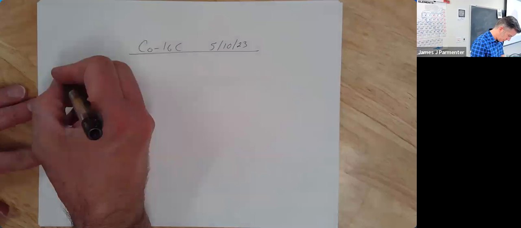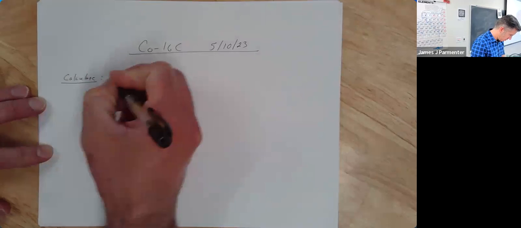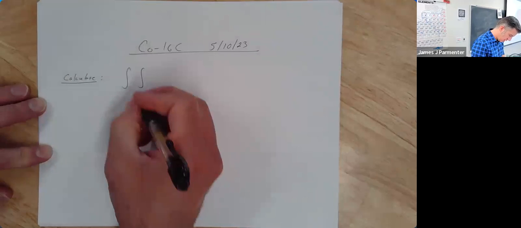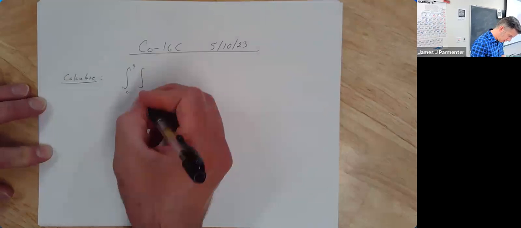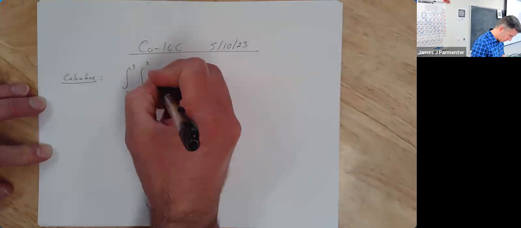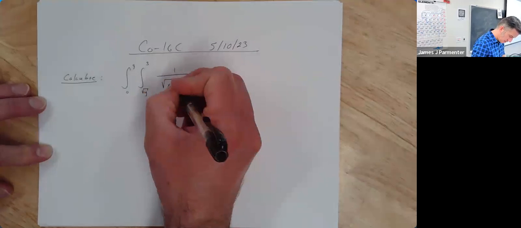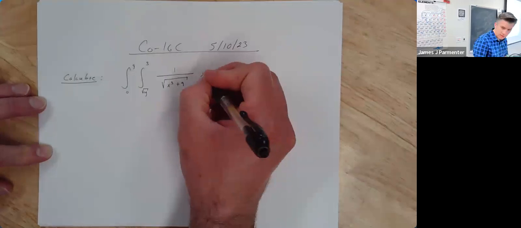Let's do this one. So let's calculate the following. Double integral, 0 to 9, and from the square root of y to 3 of 1 over the square root of x cubed plus 9 dx dy.